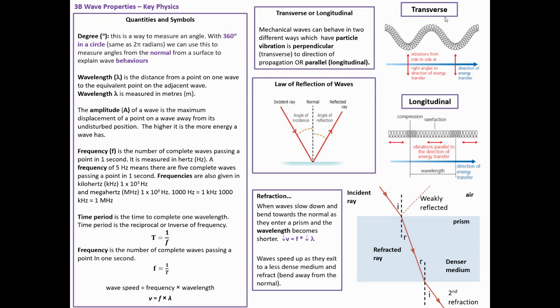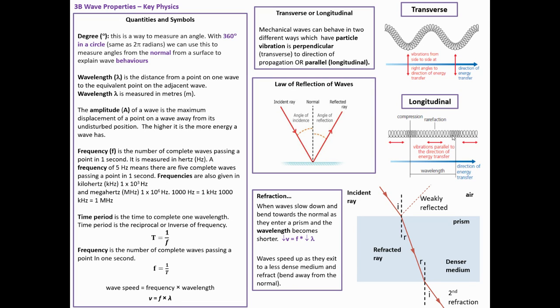Now then, a couple of other things. We've got transverse waves. The wave might be traveling from left to right, but the vibration of the particles, or the electromagnetic wave, which is also transverse, is from side to side, at right angles or 90 degrees to the direction of travel and energy propagation.